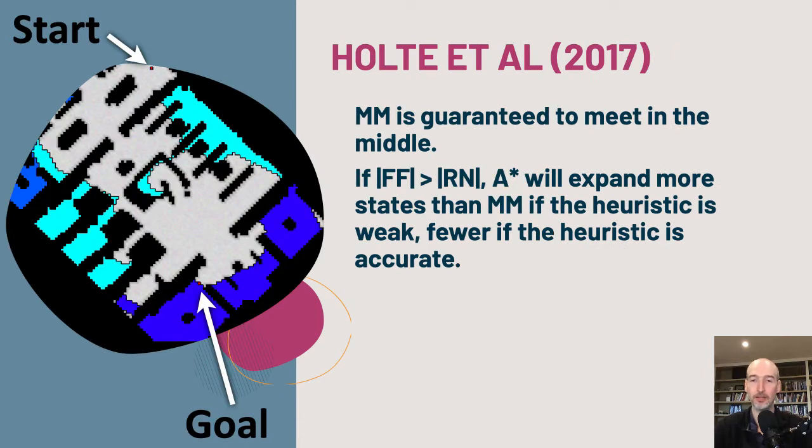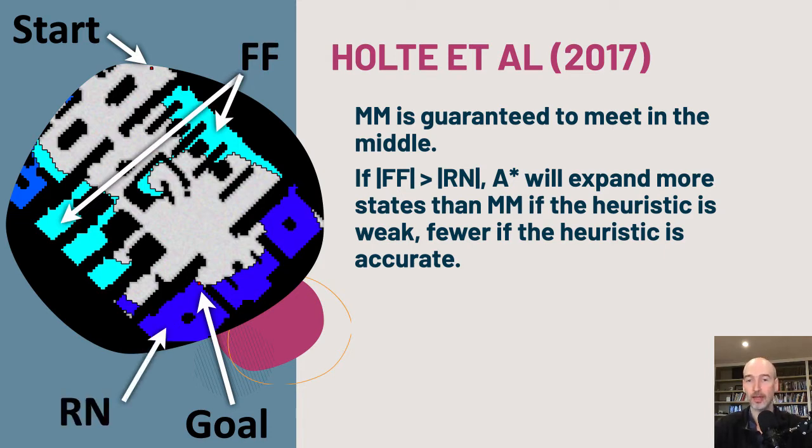In 2017, there was another paper that introduced the algorithm. The algorithm was guaranteed to meet in the middle, so it was really trying to follow up on that previous work. And in this paper, there was some different analysis that was based on regions of the state space, showing that if you compared the sizes of the different regions and then looked at the strength of the heuristic, then you might be able to predict which would do better, bidirectional or unidirectional search.